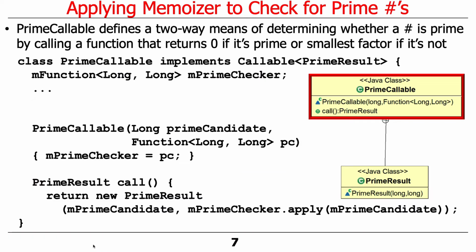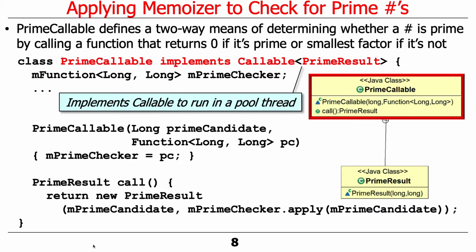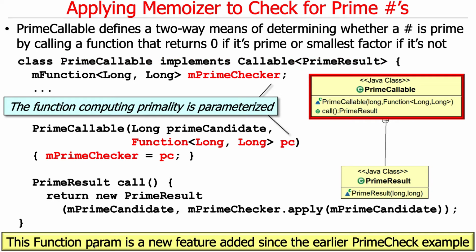Here's the PrimeCallable class. This is the class that does the two-way calls to see if a number is prime, and it returns 0 if the number is prime, or the smallest factor if it's not prime. So you can see that it implements the Callable interface, so it can run in a thread pool. We parameterize the function that we're going to have. So this is the PrimeChecker function that we're going to use. We'll see how that works in a second. And that's passed in as a parameter to the PrimeCallable object, and it gets stashed away.